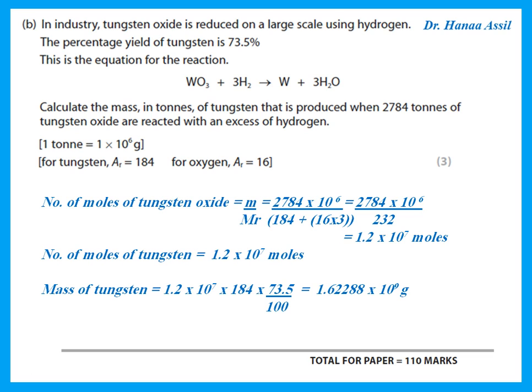But then this will give me the actual theoretical yield. He says that he actually got only 73.5% of that. So that means that I have this amount in grams. He wants the mass in tons. So this is this number in tons.